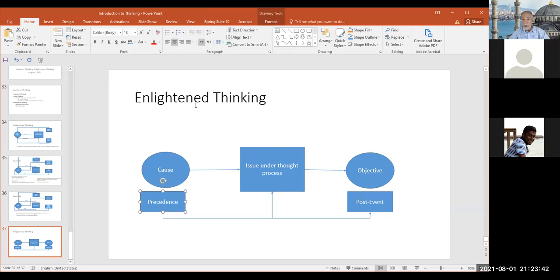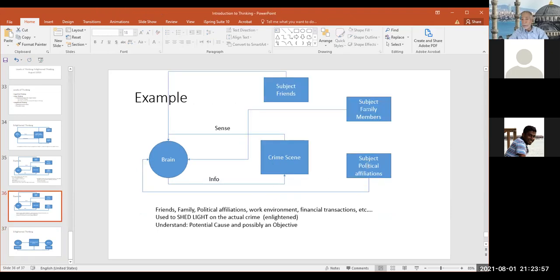So now, enlightened thinking, going before the event happens, has many levels also. How far you want to go, like in the investigation here about the murder. Okay, thank you.